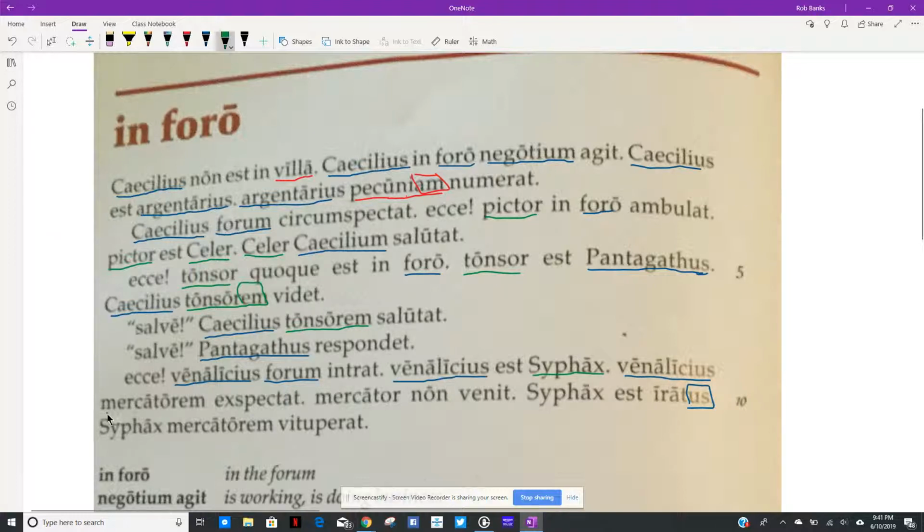So mercatorem, of course, that is third declension, accusative. Mercator, the nominative form. Notice no ending. Supax again. Supax and mercatorem.